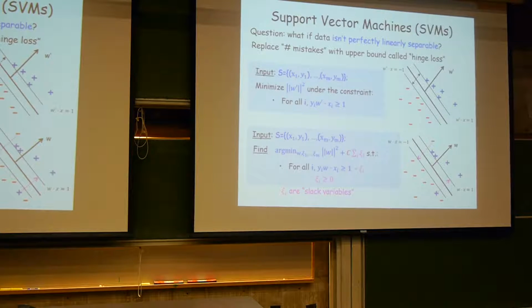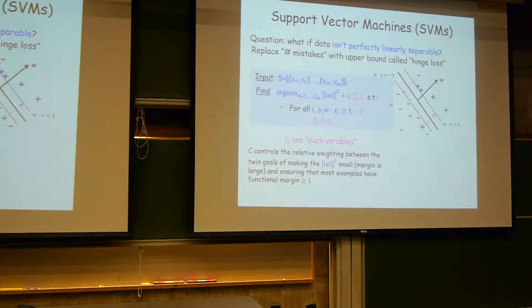That's the classic way to handle noise for SVMs. And as I discussed earlier, I'm going to trade off these two objectives. The first part is trying to minimize the norm of W squared, which is equivalent to maximizing the margin, as we discussed. The second part ensures that most of the examples have a large functional margin. So again, I'll have a constant C that will trade off between these two potentially contradictory objectives.